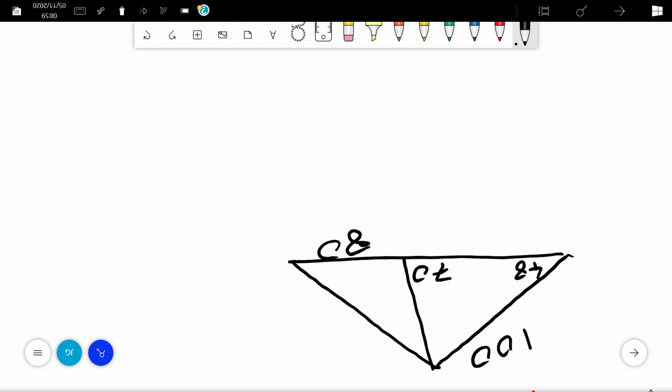And I'll just label these A, B, D, C. Now, we're asked to find the length of AC and the length of AD. I don't like the way they phrase that. Anyway, how many triangles are there in front of me? How many triangles? 1, 2, 3.